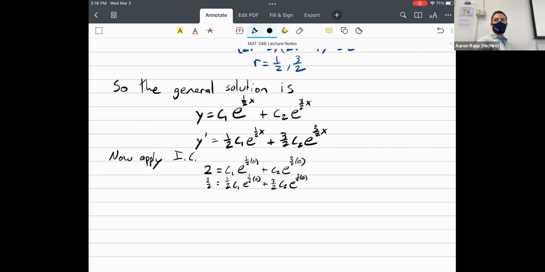So this gives me a system, but I probably want to simplify it down a little bit. Just clean up some little calculations that I know I can do. Well, anything to the 0th power is always 1. So anywhere I see these e to the 0s, I can just replace them with 1. So I get 2 is equal to C1 plus C2. And then 1/2 is equal to 1/2 C1 plus 3/2 C2.